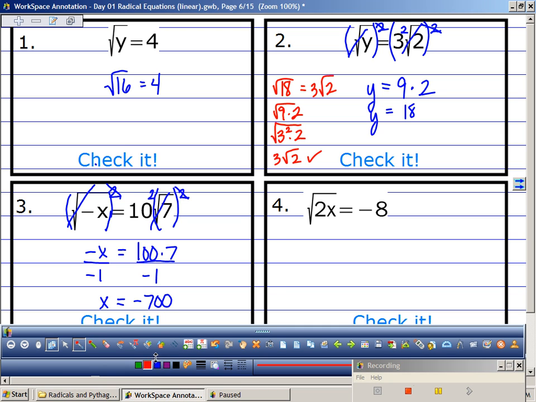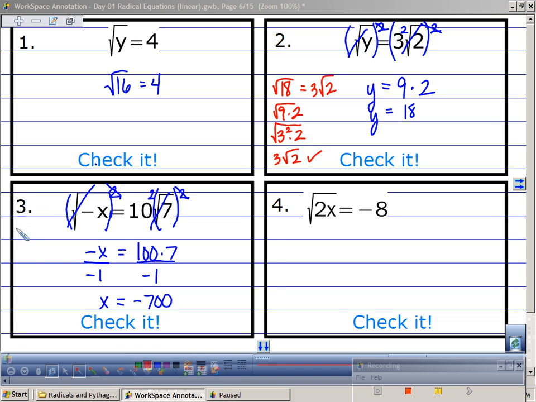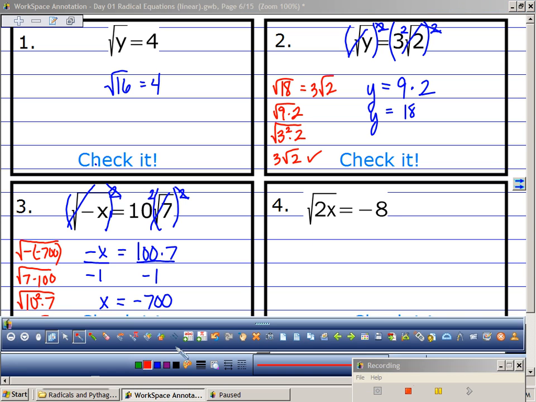Does it work? Let's check. If I were to put negative 700 back in here for x, wouldn't it be negative 700? If x is negative 700, then doesn't that say negative x? Well, isn't that negative 700? It's a positive. Which is really 7 times 100, which is really 10 squared times 7, which is 10 root 7. Does it work? Yeah, it works. Yes. Let's try this one.